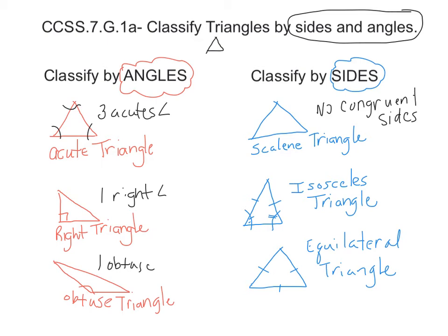Isosceles means there are 2 sides congruent, or you can see it by the tick mark. So this side is congruent with that side because it has a tick on each side.